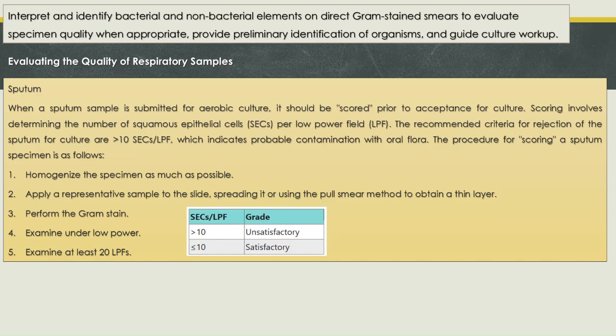1. Homogenize the specimen as much as possible. 2. Apply a representative sample to the slide, spreading it or using the pulse smear method to obtain a thin layer. 3. Perform the gram stain. 4. Examine under low power. 5. Examine at least 20 LPFs.